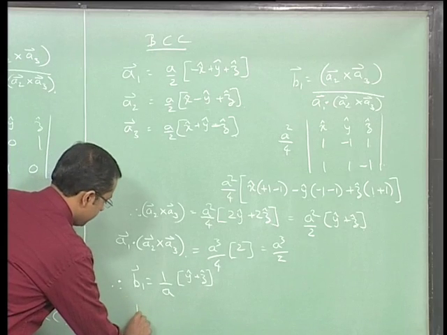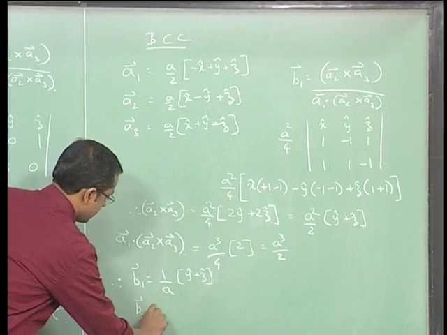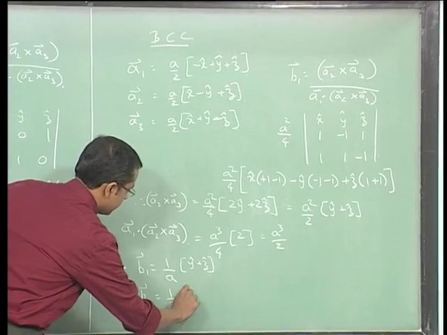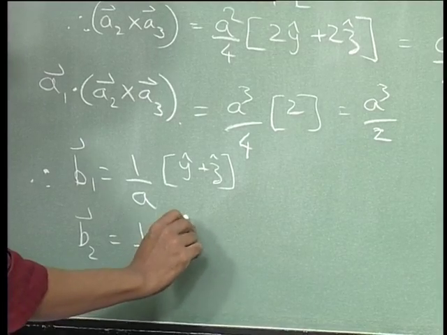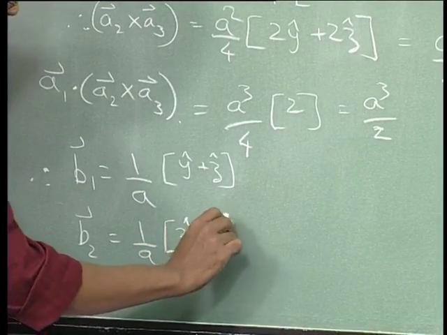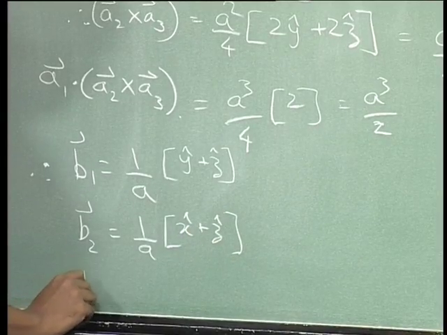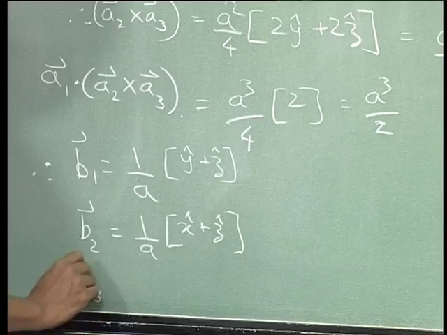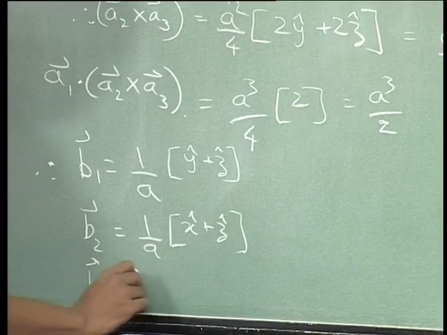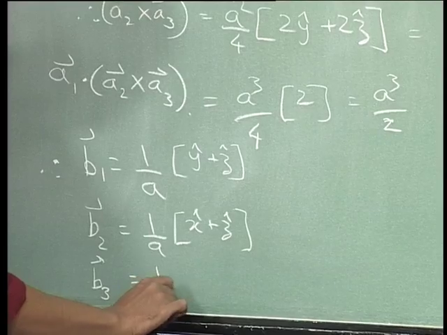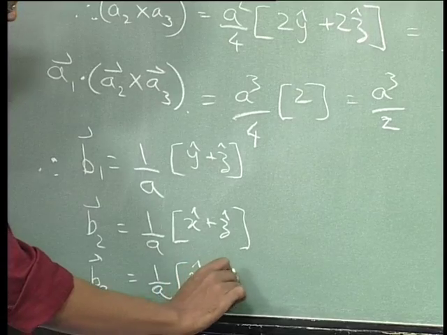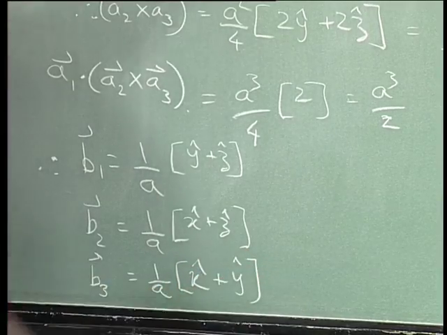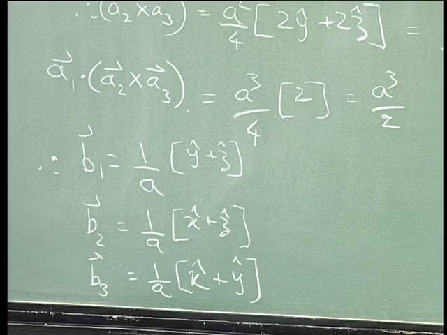You will find B2 is 1 by a, x plus z, and B3 is 1 by a, x plus y. This is what you will get.